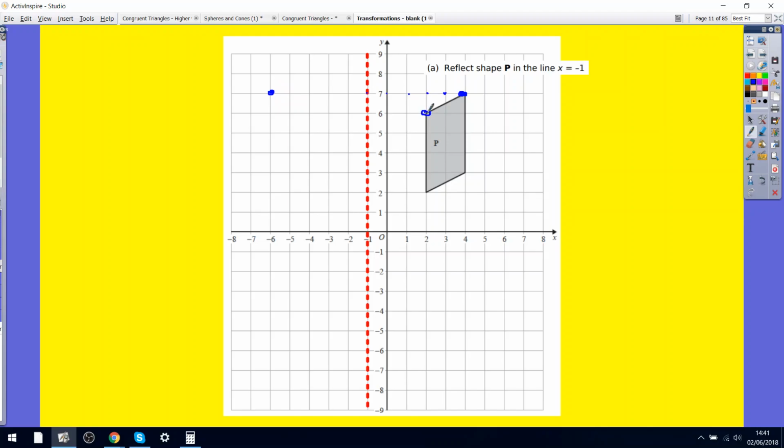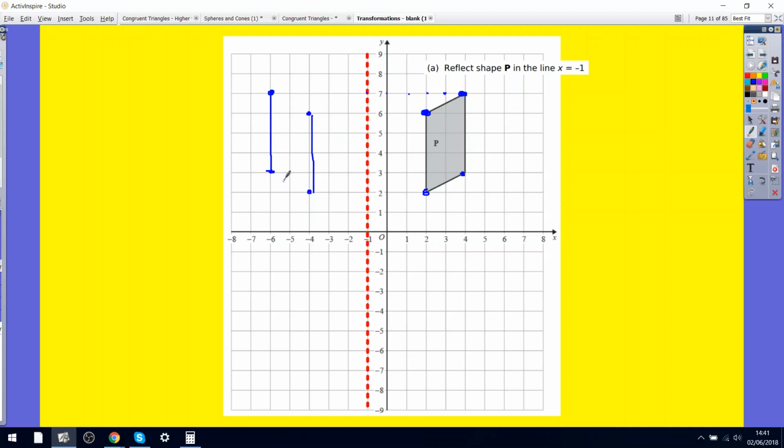How about this one? Yeah, 1, 2, 3, and so on for the rest of them. That one's going to be 3 from there, and the other one's going to be 5 from the other one. And then you join them up. 1, 2, 3, 4, 5. Any questions about that?